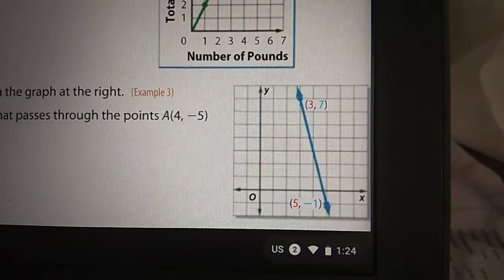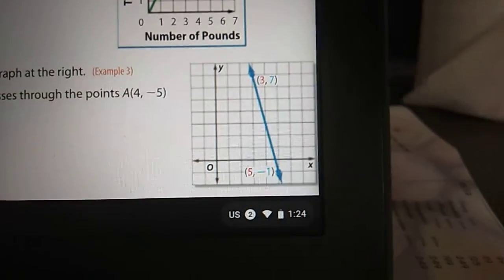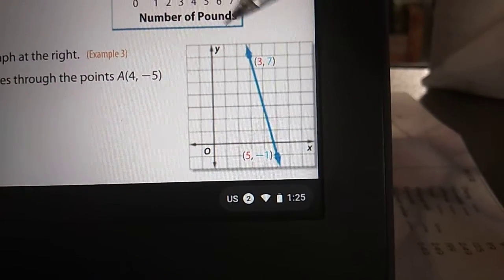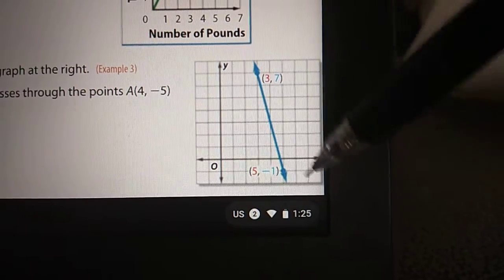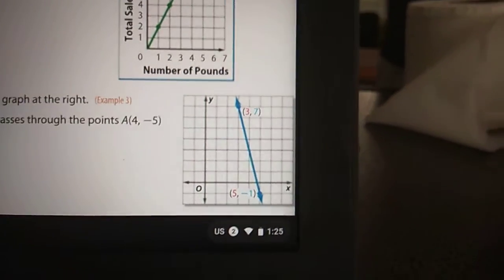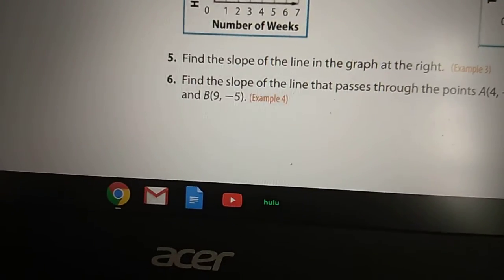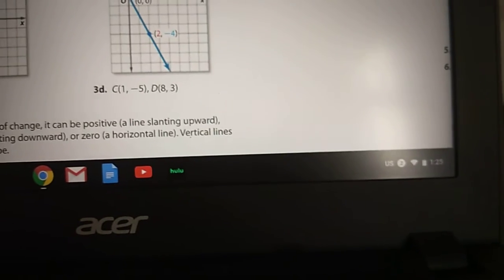-4. Okay, it's a line that tilts to the left. When it goes from left to right, it goes downward. Okay, that's a negative slope. It's a decreasing slope. Okay, you can see that here as well.